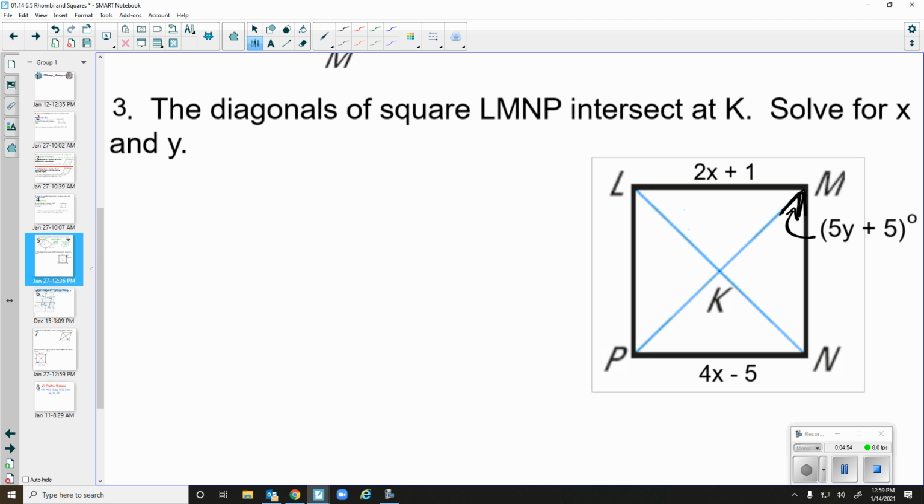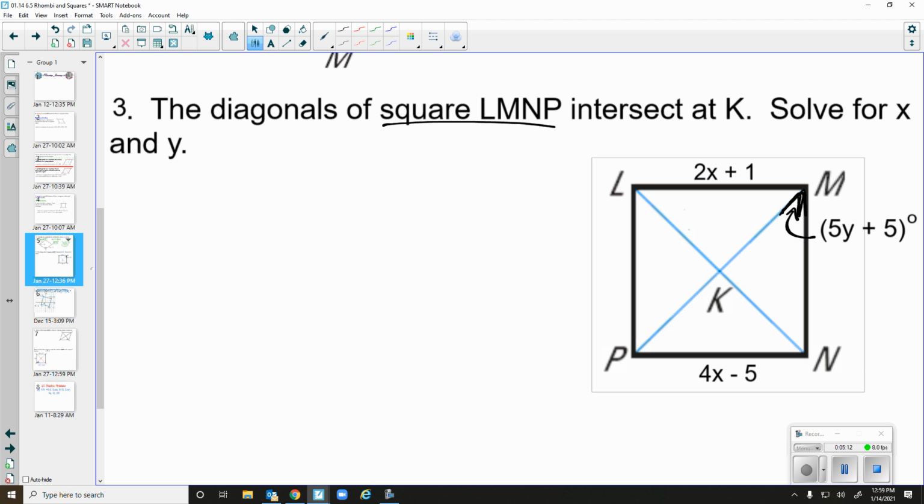So we're told we have a square. It says it in there: square LMNP. Things that are true about the square: 5y plus 5 will equal 45. How do you know it has to be 45?